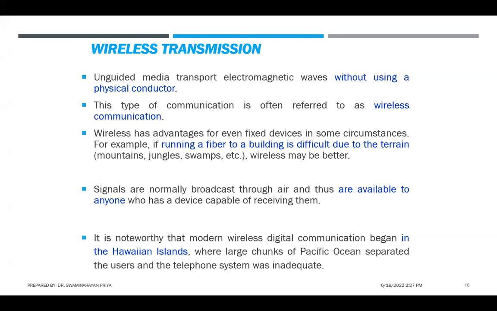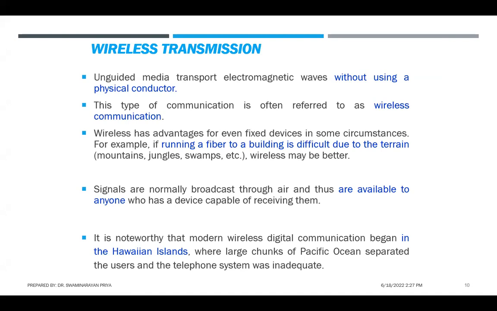Data may be received by anyone. Because of that, in case of wireless communications, we have to implement some kind of encryption algorithm for secure data communication. Otherwise, data may be hacked by any hacker. So that kind of additional effort we have to put into wireless communications for security purposes.